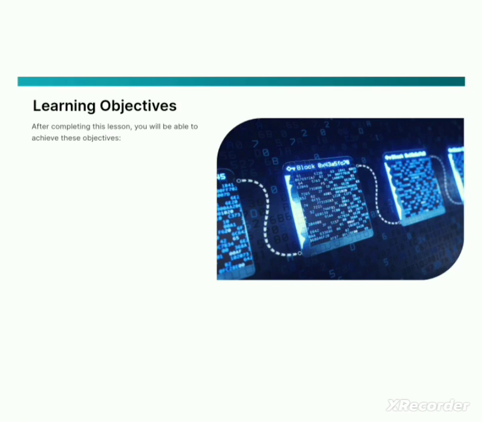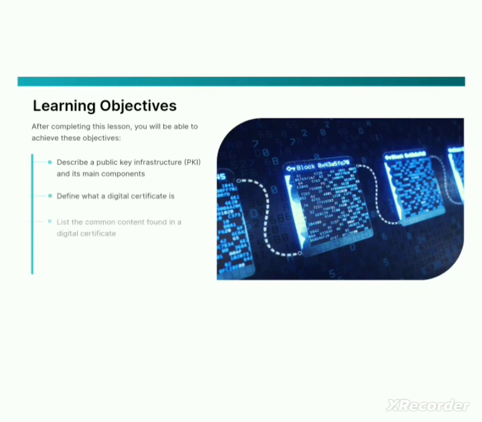After completing this lesson, you will be able to achieve these objectives. Describe a public key infrastructure, PKI, and its main components. Define what a digital certificate is. List the common content found in a digital certificate. Explain the concept of a chain of trust.